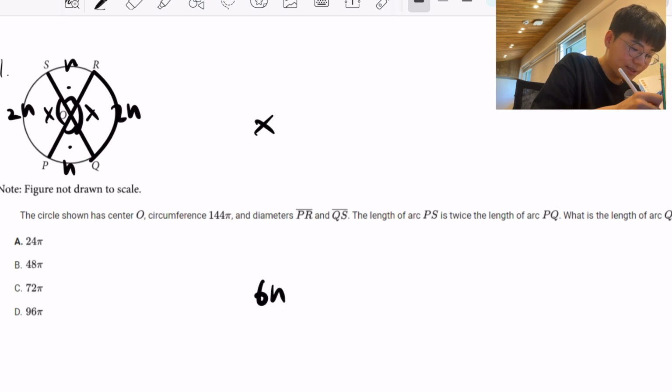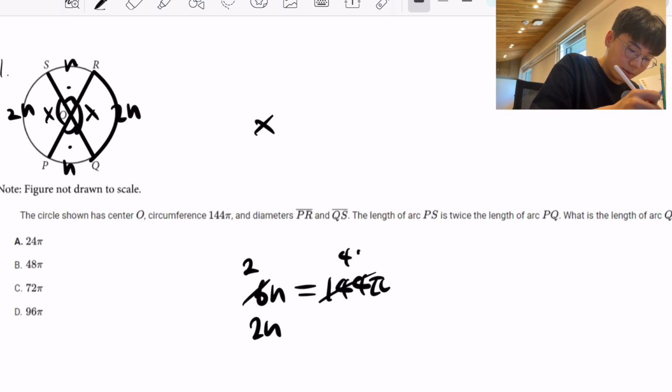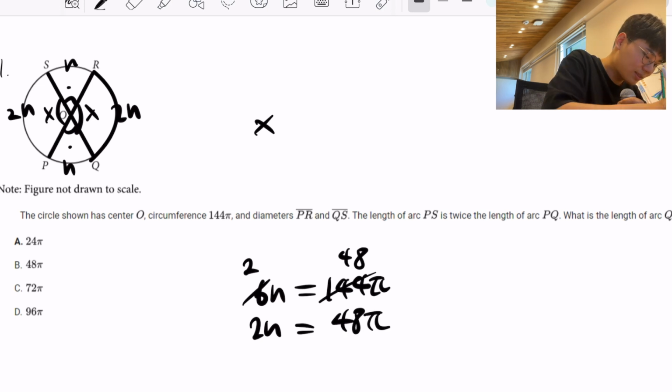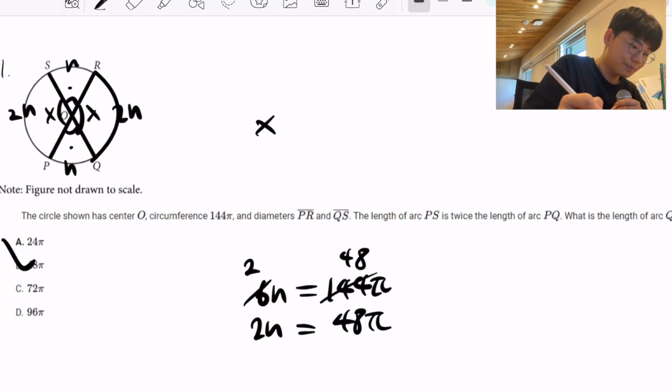What is equal to 6n? It's 144 pi. And we want to get 2n. So then we just divide both sides by 3 and get 2n here and 48 pi on the other side. So we get 2n equals 48 pi, which is the correct answer.